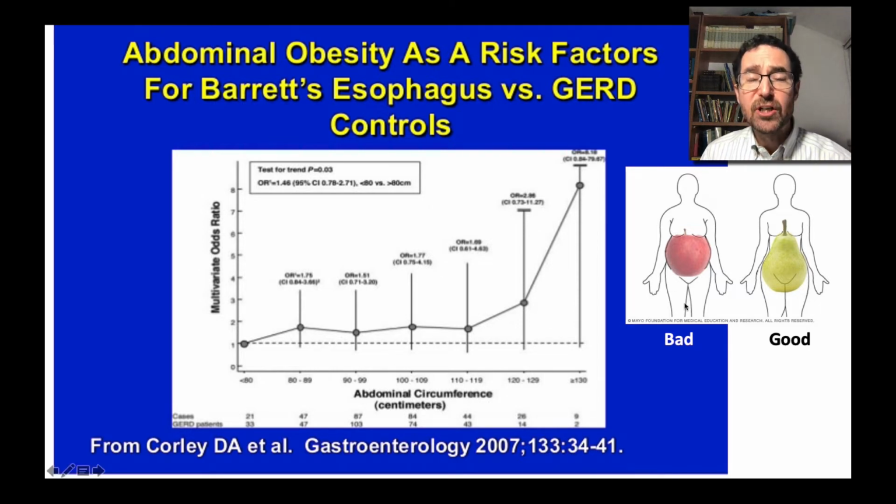Also in the literature, and this is something I learned when preparing this lecture, they talk about two types of obesity. There's abdominal obesity and there's more hip-based obesity, and what's really bad for Barrett's esophagus is more the abdominal obesity. So it's not just your weight, it's also taking into account how much of that is put on in your abdominal area.